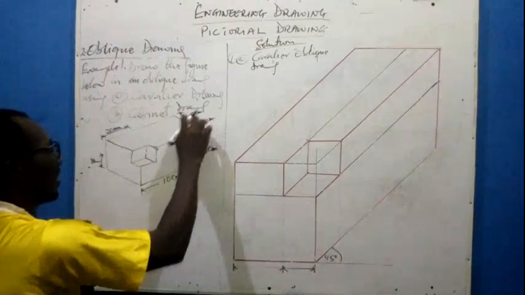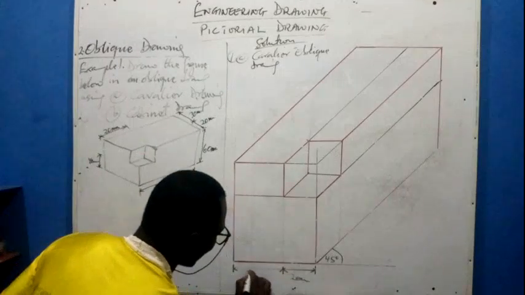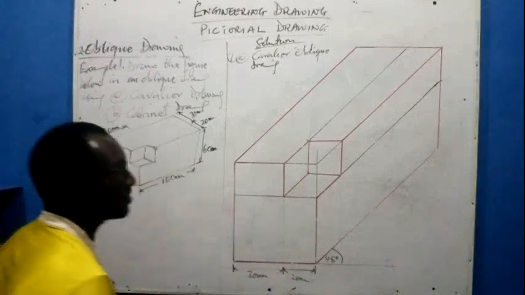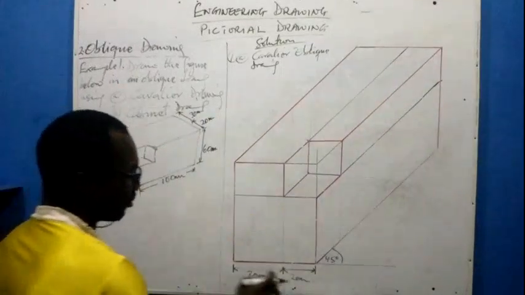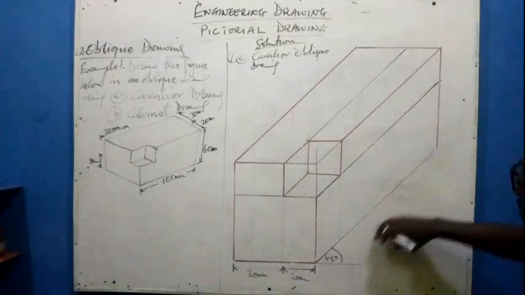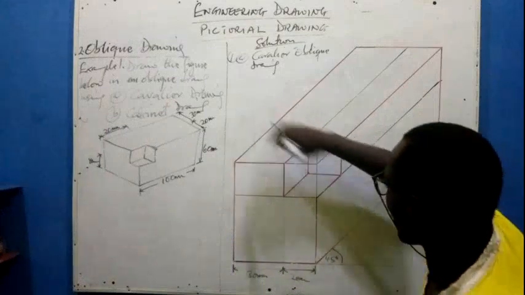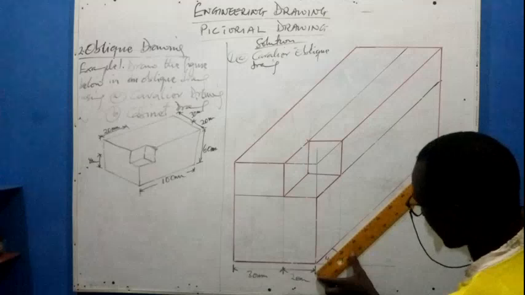The dimension here, I've moved it to here. Here is 20 millimeters, and here is what? 30 millimeters. So there's no need for me to go and do the same thing here. I can choose to do it here. I can choose to do it here. Now this side, I can choose to do it here, I can choose to bring it here. I prefer, I want to do it here. This is my section.